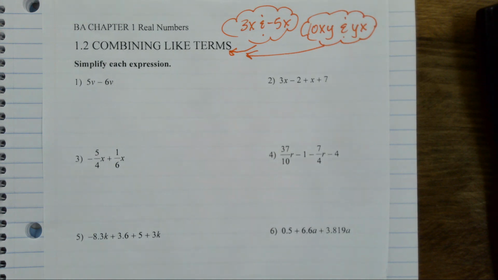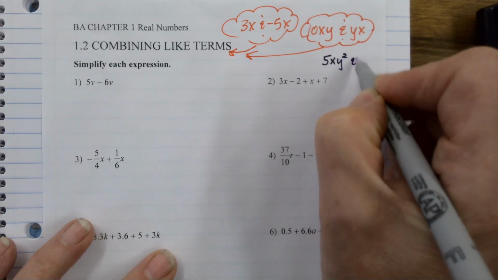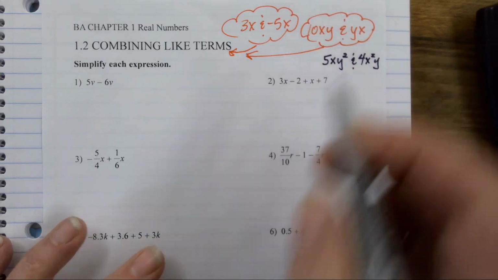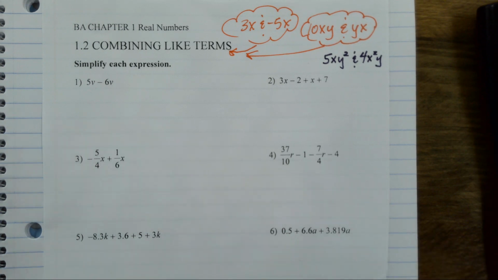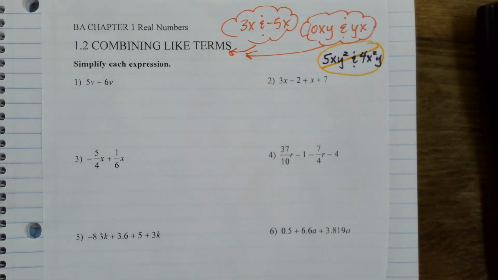What are not like terms, and we'll put those in a circle with an X through it. Once I write them down, I'm going to go with a different color here. 5xy squared and 4x squared y. Those are not like terms. Put a cross through that. Even though they have the same variables, the y is squared in the first one, we call that a term, and the x is squared in the second term, and therefore they're not considered like terms.